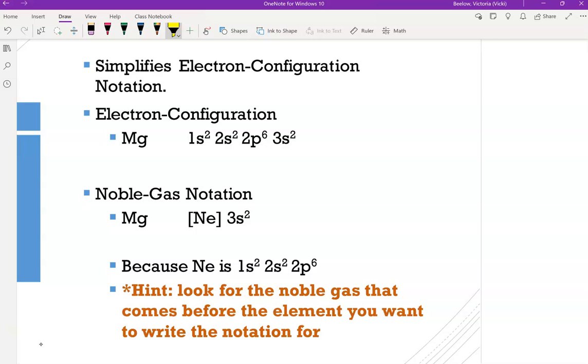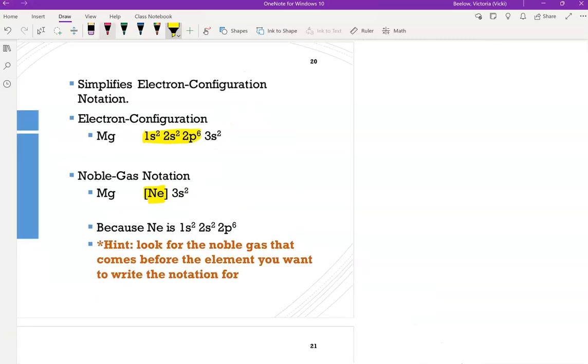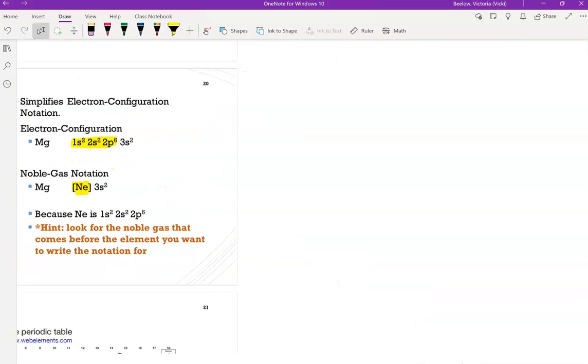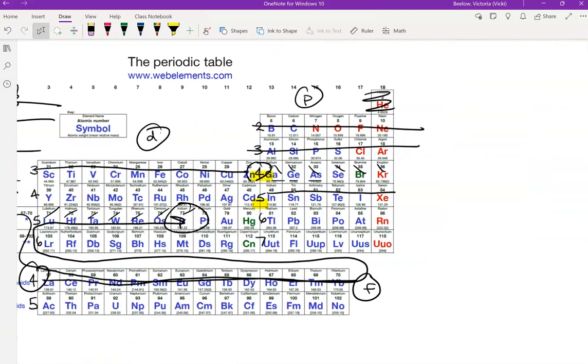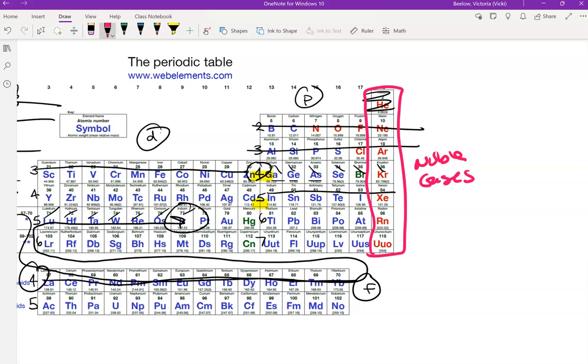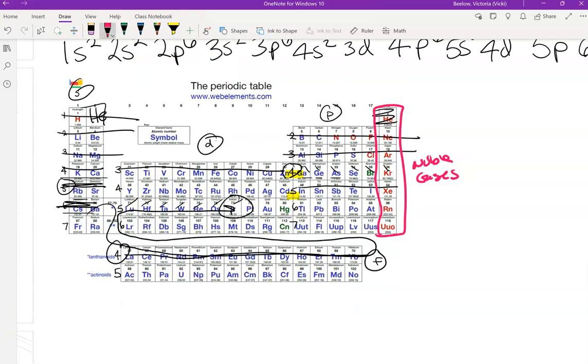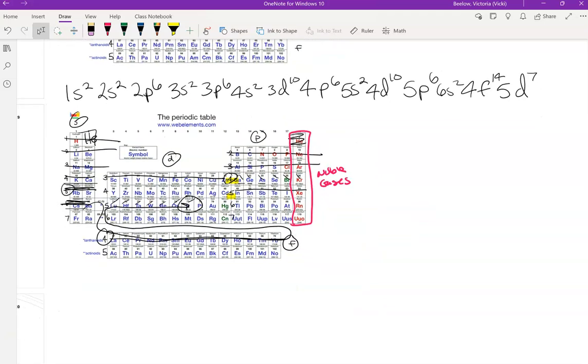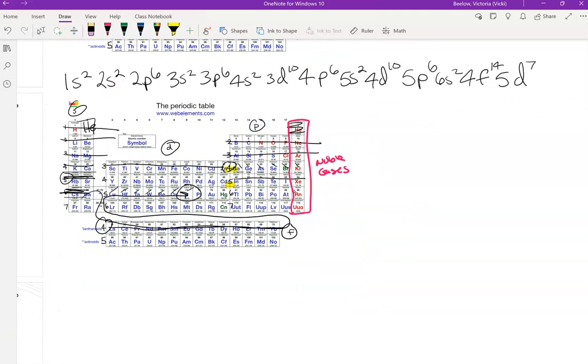So instead of me writing out 1s2, 2s2, 2p6, I can replace that with neon and then write the rest. So the noble gases on your periodic table are these elements right here. You want to label those on your periodic table. These are the noble gases. And we can use those as a shortcut so we don't have to write something super long like this.